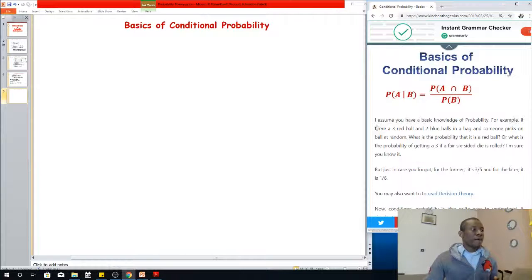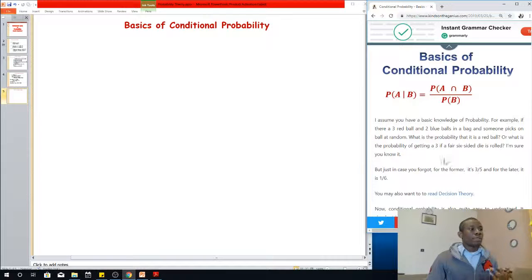I've left this page open because this is my site where I also put in the procedures for you in case you miss out something. I assume you have a basic knowledge of probability. For example, if there are 3 red balls and 2 blue balls in a bag, someone picks a ball at random. What is the probability that it is a red ball? There are 3 red balls, 2 blue balls, total of 5. So the probability that it is a red ball is 3 over 5. Probability that it is a blue ball is 2 over 5.